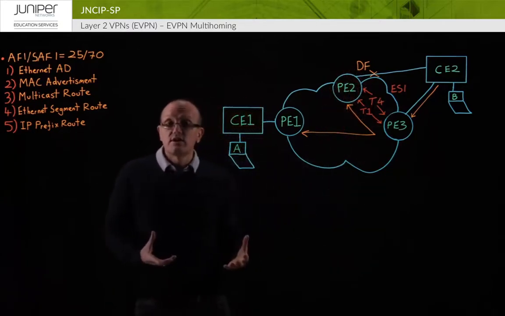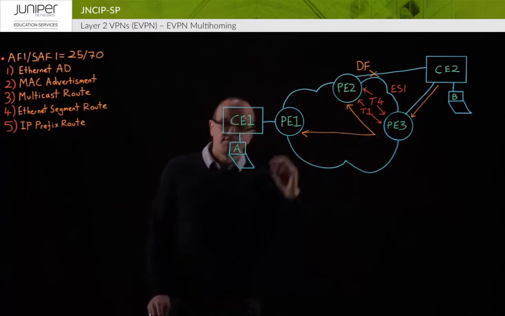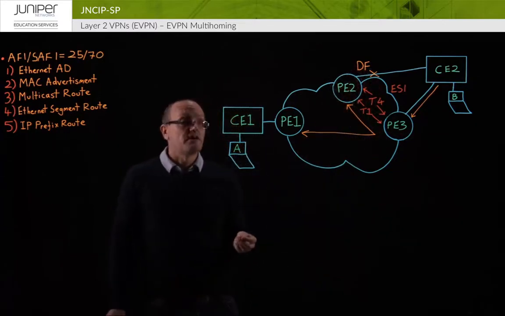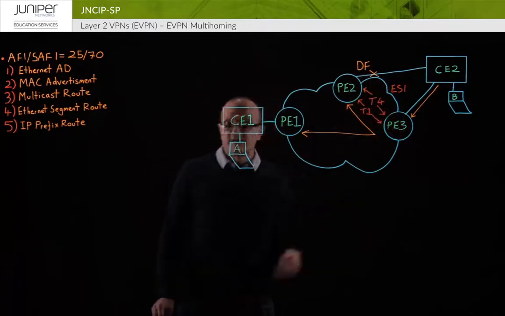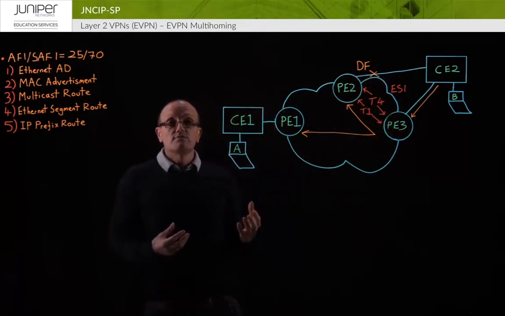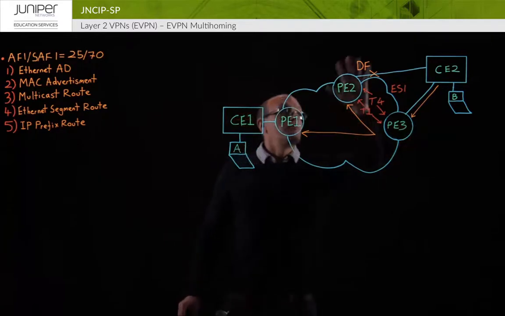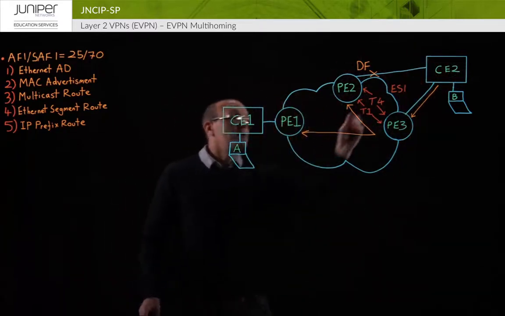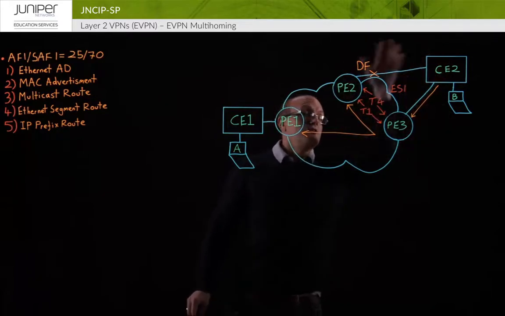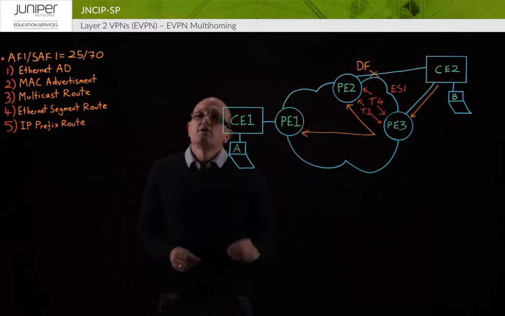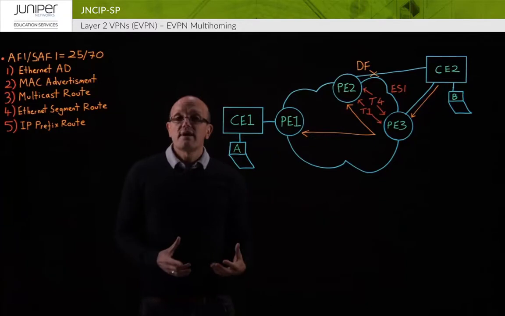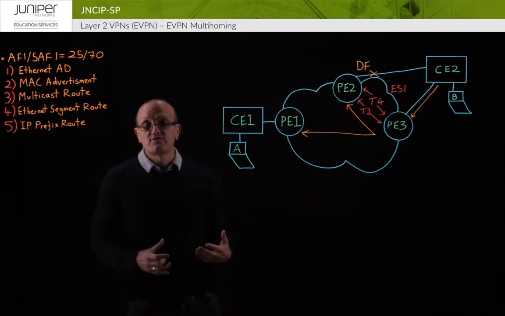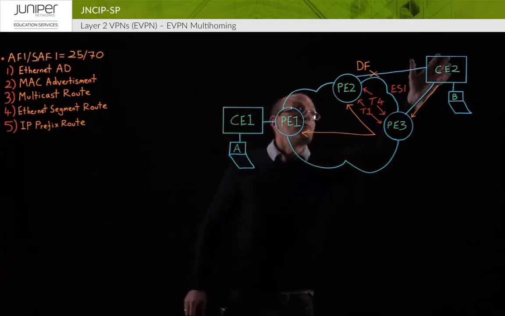PE2 is included in that multicast distribution tree, and PE2 is the designated forwarder for this Ethernet segment. So he's obviously going to forward that traffic back to CE2. And again, we have a switching loop that results. So obviously we need an additional mechanism in place here to deal with situations where broadcast traffic is originating from the multi-homed site.